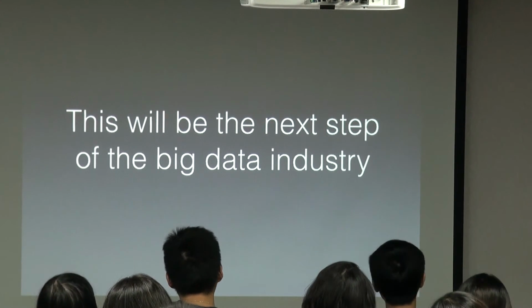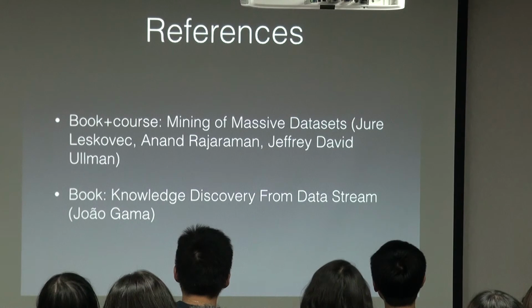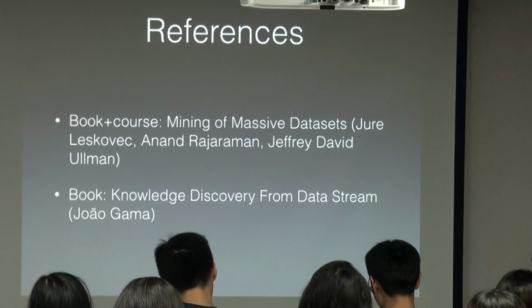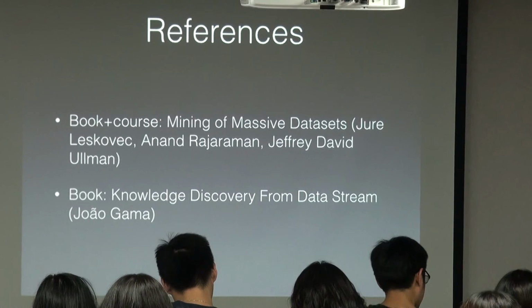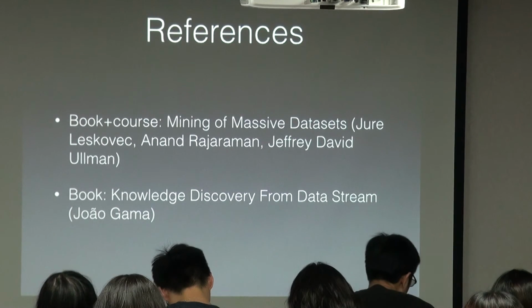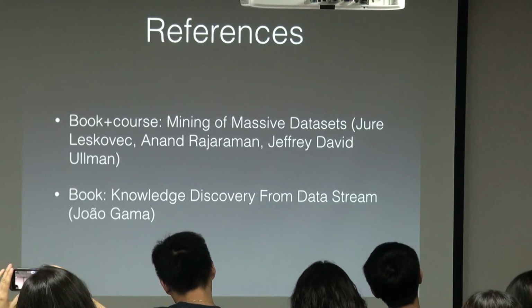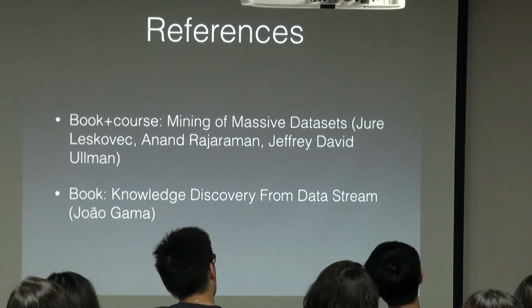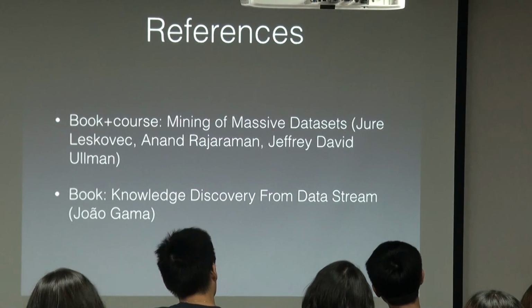So here are some references. I found one of the best books is Mining of Massive Datasets, and they also have an online course. I think the new course is coming up in September. So any one of you who are interested in those kinds of data structure algorithms, it's a very nice place to start. And another good book that has, I think so far, all of the data streaming algorithms, with a very nice reference, is called Knowledge Discovery from Data Streams.